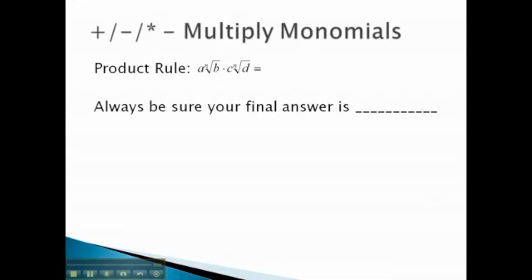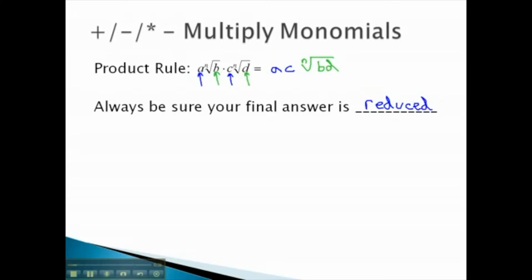We have a product rule, which says that if we're multiplying an expression with a radical by another, what we will do is we will simply multiply these numbers on the outside, or the coefficients, together. And then we will also multiply those numbers inside, or the radicands, together under the same index, keeping them under the index. Of course, we always want to be sure our final answer is reduced.